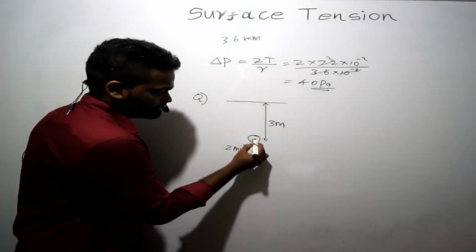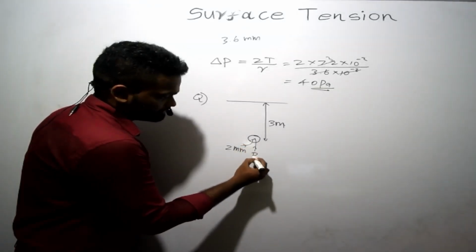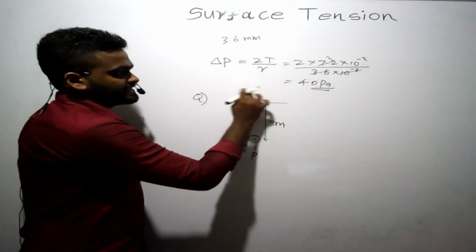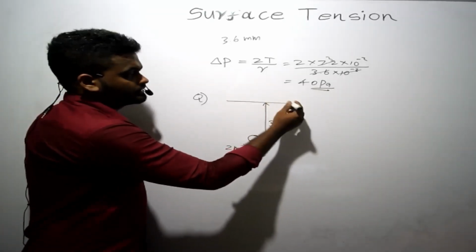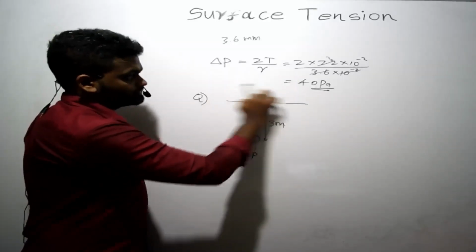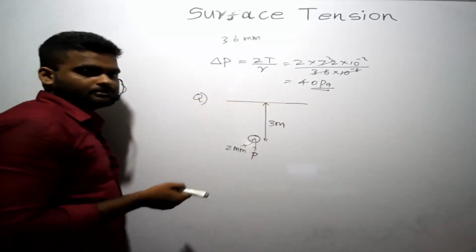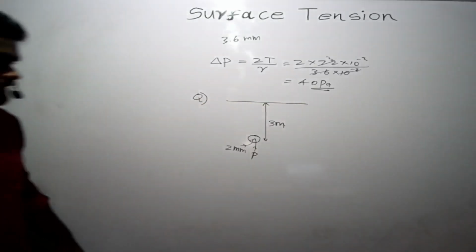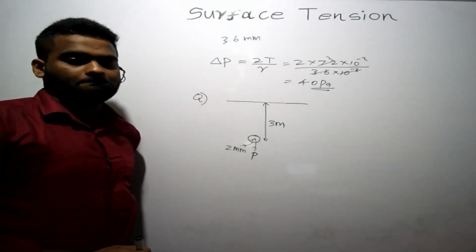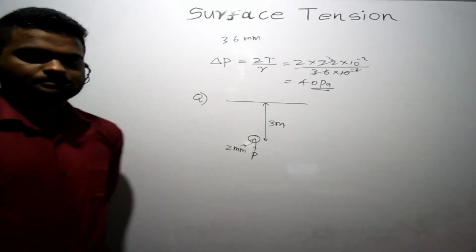So let's say the internal pressure is P or something. Okay. There's atmosphere above it. So this is like water. There's atmospheric pressure here. You can use 10 to the power 5. Just try that, I'll explain then.